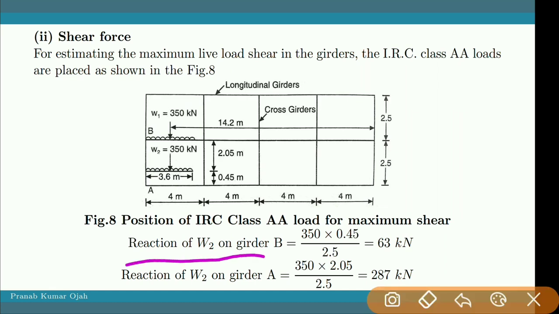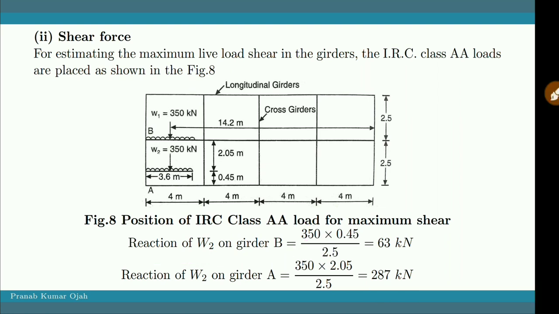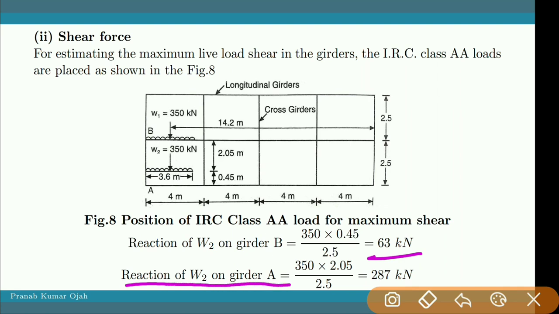So the reaction of W2 on the girder B will be 350 into 0.45 divided by 2.5, which means 63 kilonewton of W2 will be taken by the girder B, as it is away from the girder B. At the same time, when I calculate the reaction of W2 on the girder A, it will be 350 into 2.05 divided by 2.5, then 287 kilonewton of the load W2 will be taken by the girder A.